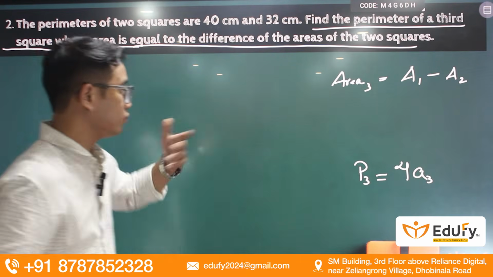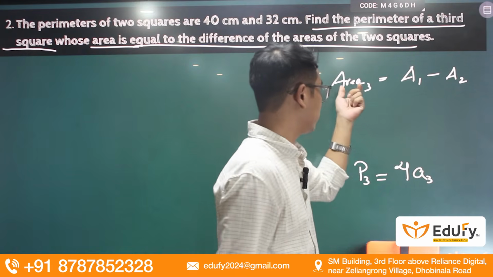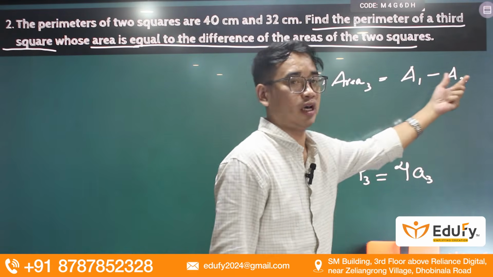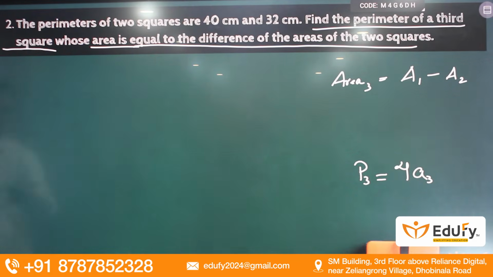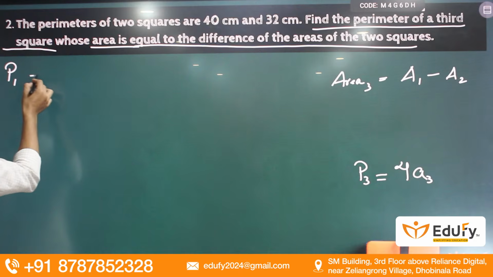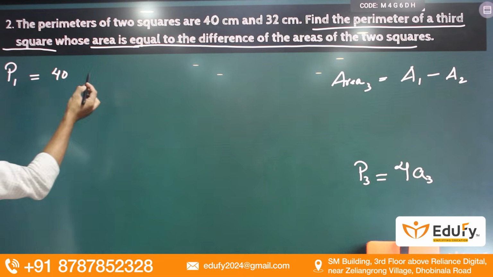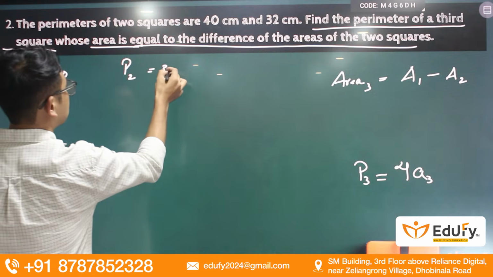So that means to find out my a, I first need to know what's my area, and to find out the area of the third one, I need to know the area of the first two. To find the area of the first two, the area formula is a square. That means I need to find out their a's. What they have given me is the perimeter. I'll write P1 here for the first square, which is 40, and they have given me the perimeter of the second square, which is 32.